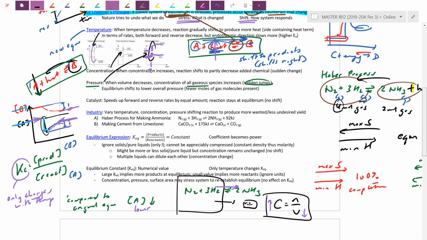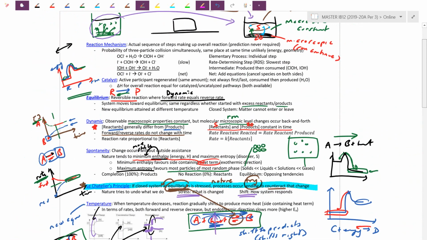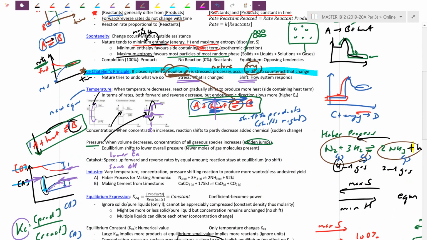A catalyst, make sure you know the definition. It's a chemical that speeds up the reaction. We can mention here it lowers the Ea. It provides a different mechanism that's easier to go. The delta H is the same. But in this case here, if you lower that energy barrier for the reactant side, you're also going to lower the energy barrier for the product side. They're going to decrease by the same amount.